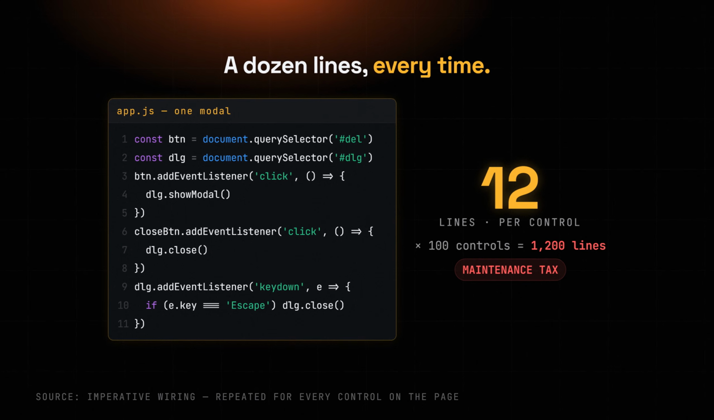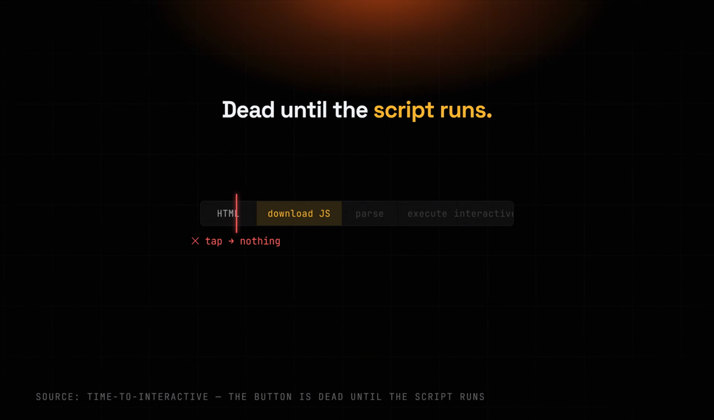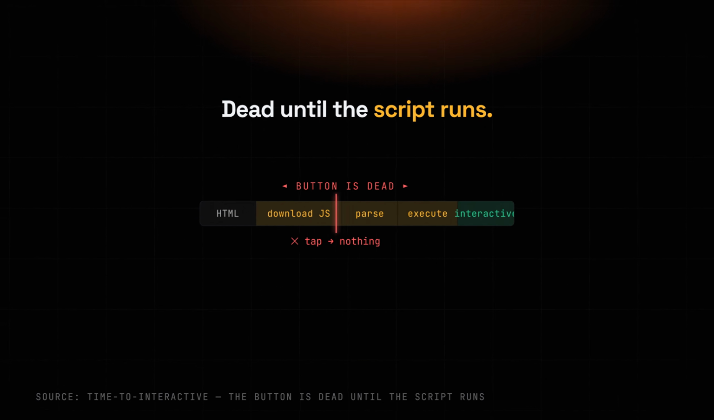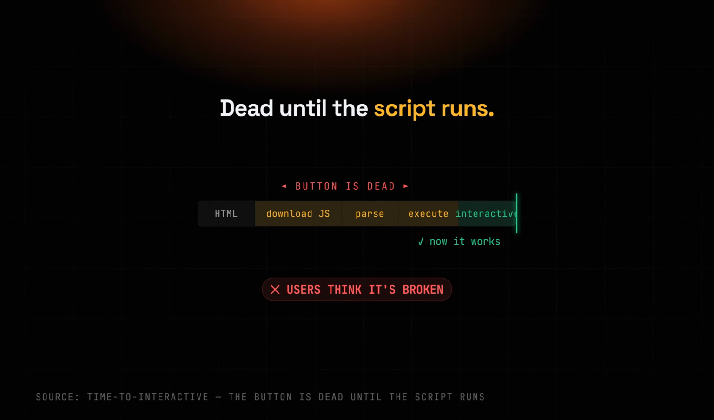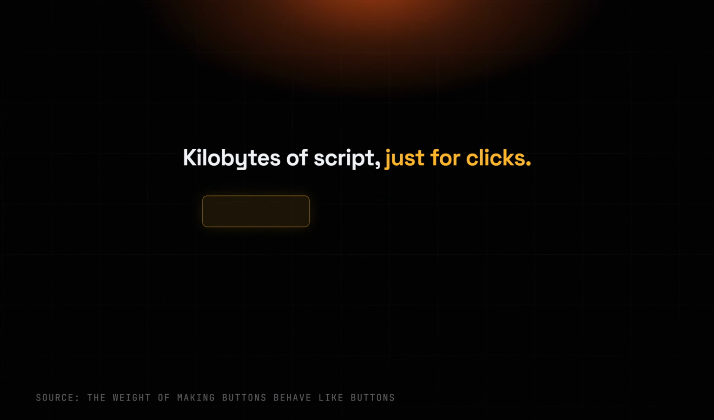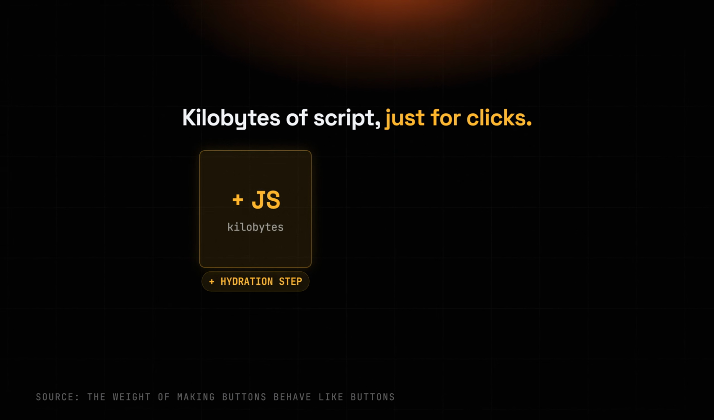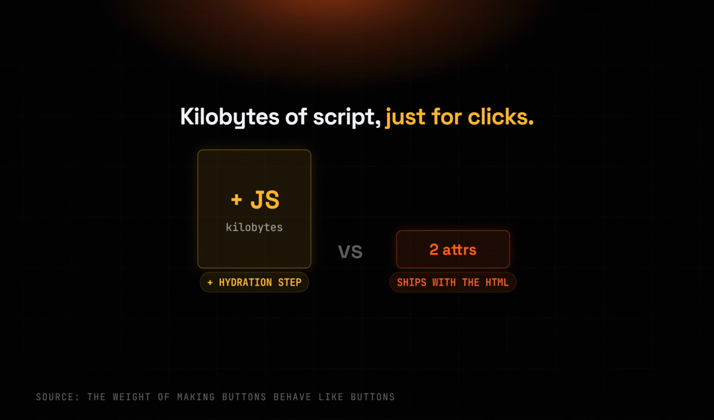One button is fine. 100 of them is a real maintenance tax, and there is a cost you cannot even see. That button is completely dead until the JavaScript downloads, parses, and executes. On a slow phone, on a flaky connection, your users tap it, and nothing happens for a second or two. They just quietly assume your site is broken. Now multiply that by every dropdown, tooltip, and dialog on the page. You are shipping kilobytes of script plus a whole hydration step just to make your buttons behave the way buttons are supposed to behave. That is a lot of machinery for a click.